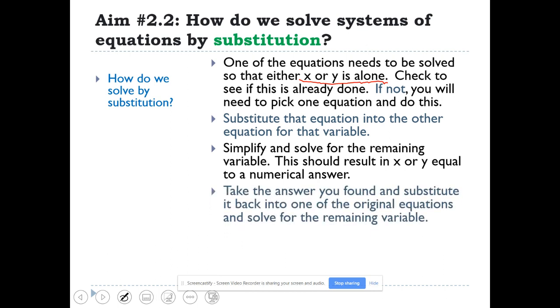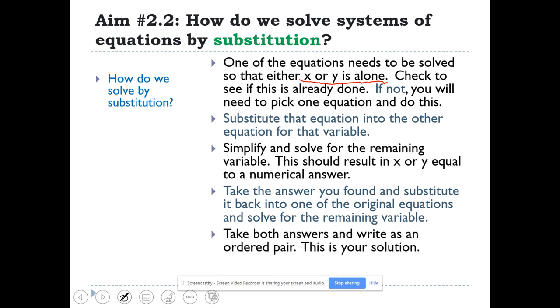Once we have that, we place that value back into one of the two original equations, doesn't matter which one, and solve for whichever letter is left. Both answers are going to be written as an ordered pair. That looks like this in parentheses. This is our solution.